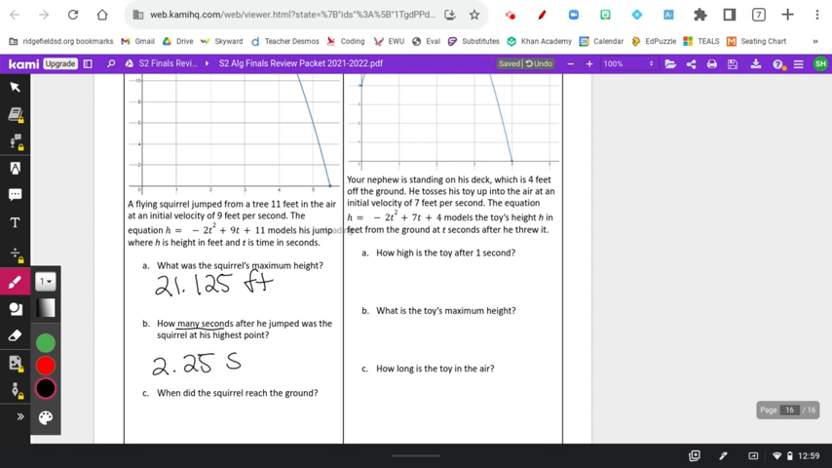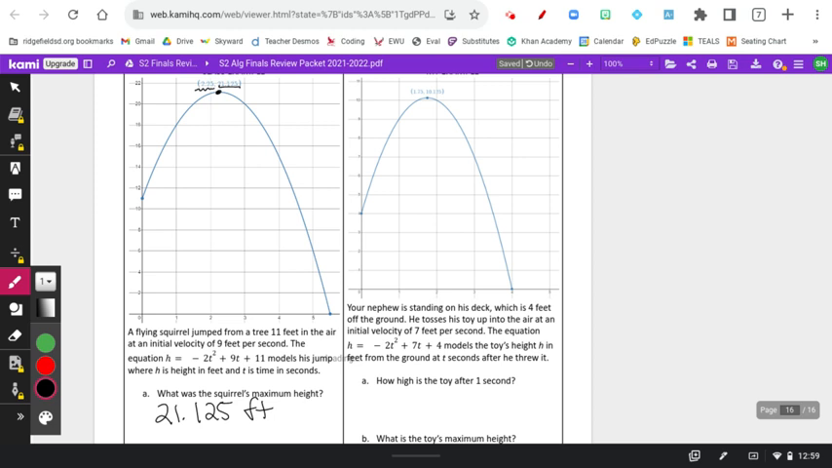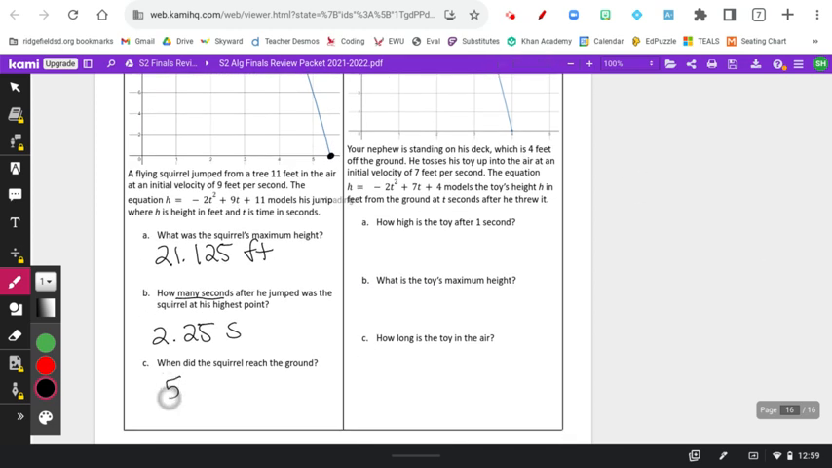When did the squirrel reach the ground? Anytime something's talking about the ground, that's our x-intercepts. So that's right here. That's about 5.5 seconds.